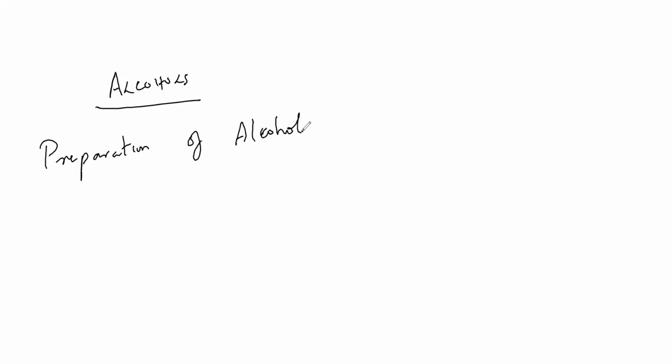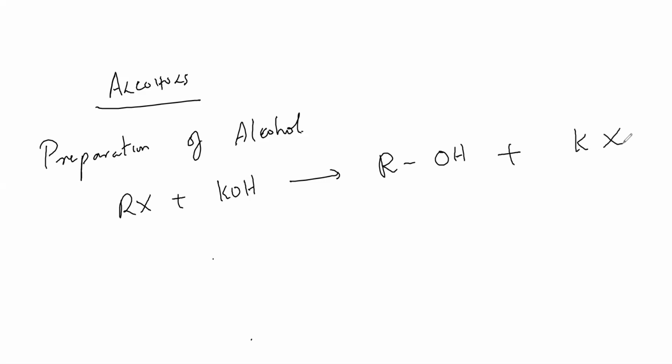A very easy example is from haloalkane, which you have learned. RX plus KOH, aqueous potassium hydroxide, will give me what? Alcohol, which means ROH plus KX. This is the first method. Fine. A very easy thing. So you can either take down the notes or screenshot it. Anyway, I'll be sending you the same.